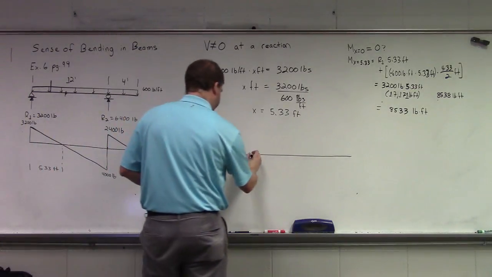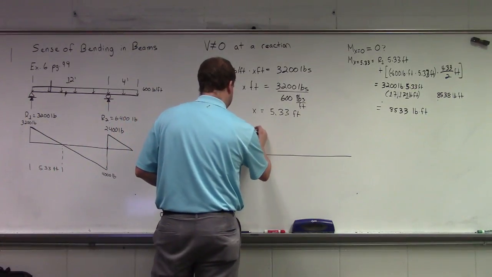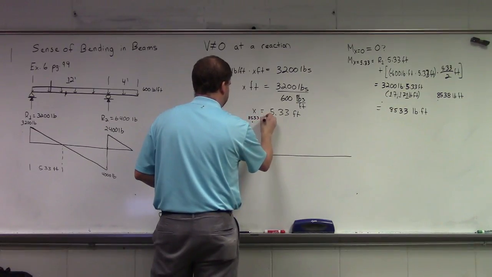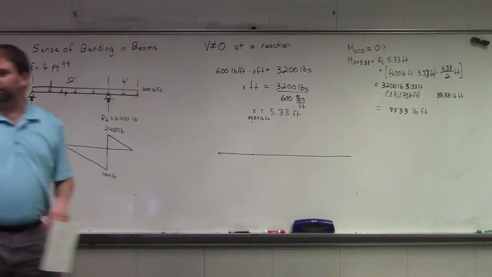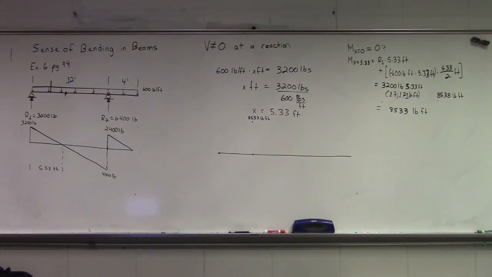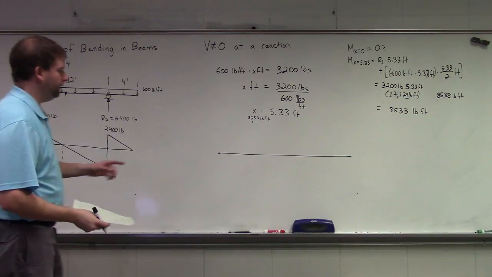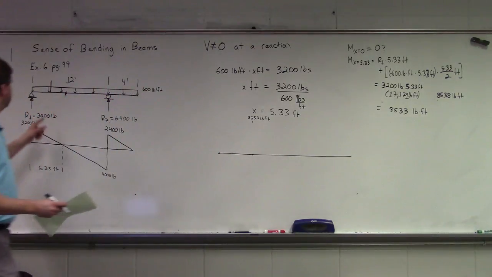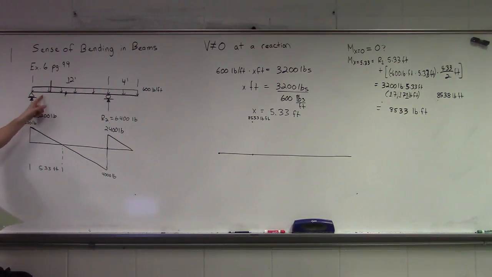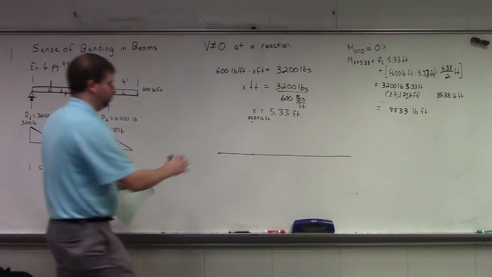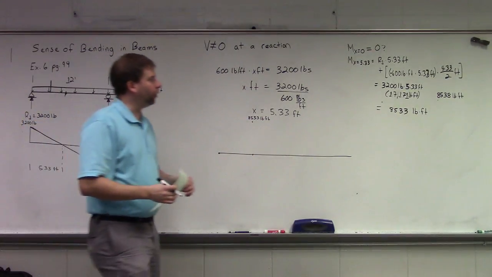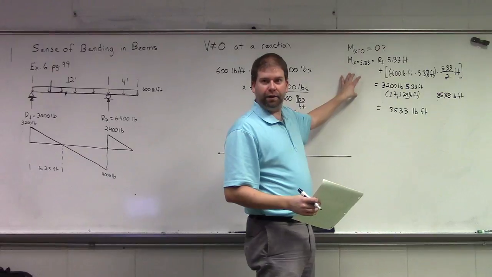So at 5.33 feet, we have 8,533 pound-foot bending, okay? What you'd want to do is take at least one other point on each side, okay? To help draw it up, just to give you a more accurate estimation, okay? Before we do that, does everybody follow what happened here?